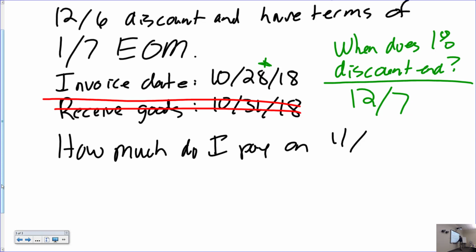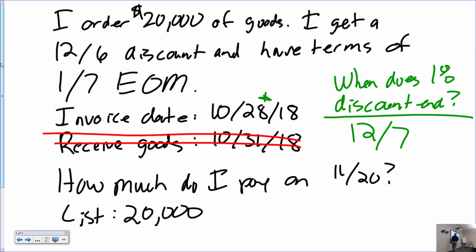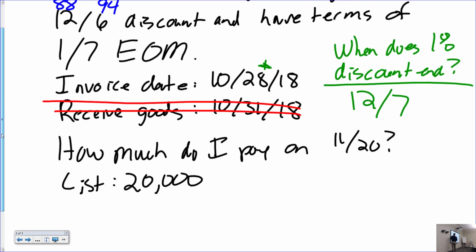Alright, how much do I pay on, let's suppose, 11/20? Again, any date before December 7th gives us the 1%, so it's not that big a deal, but again, what am I going to do first? List price. How much is my list? $20,000. How are you going to get the net? 28 weeks and she's got 20,000. Don't forget the 94 with it. So if it's changed, make sure you do both of them, right?